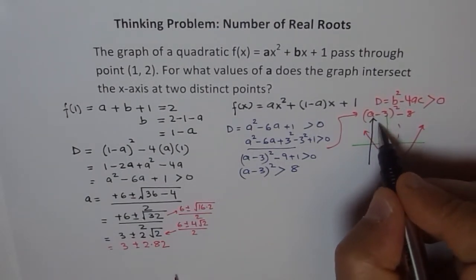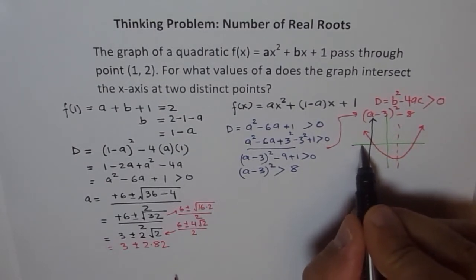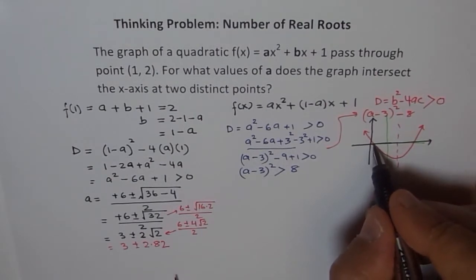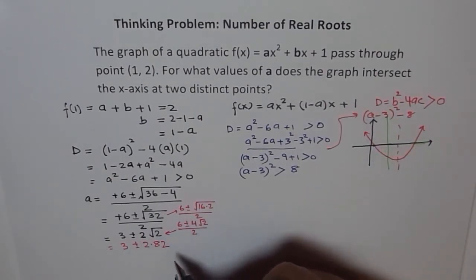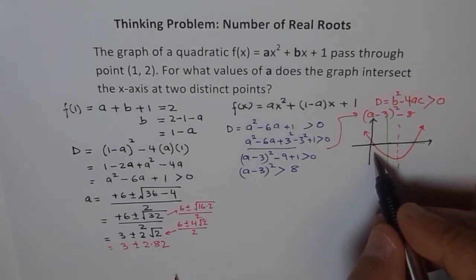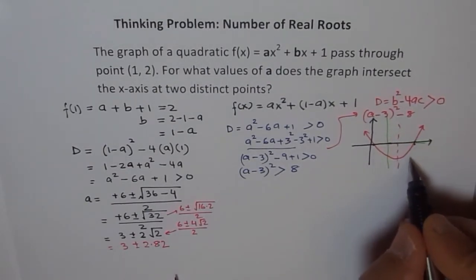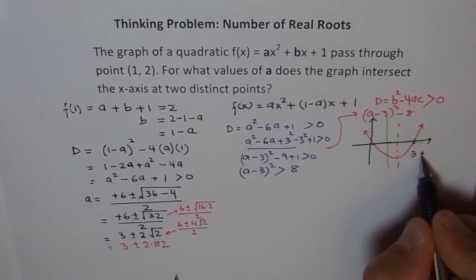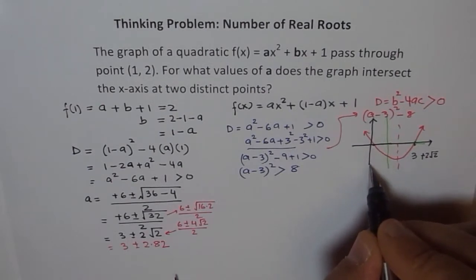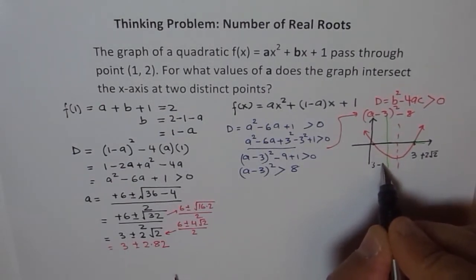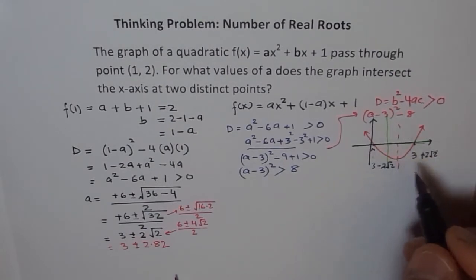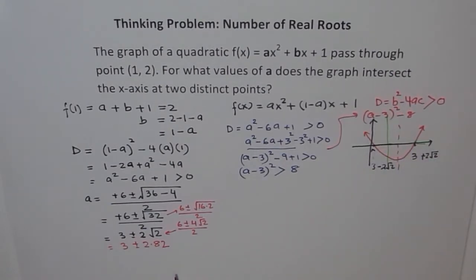Do you see? This becomes my y-axis and this becomes my x-axis. Do you see that? Correct? And this point is 3 minus 2.82, correct? And that is 3 plus 2 square root 2. Do you understand? And this one is 3 minus 2 square root 2. Does it make sense? Okay, that's my parabola. Correct? So that's how the parabola is going to look.